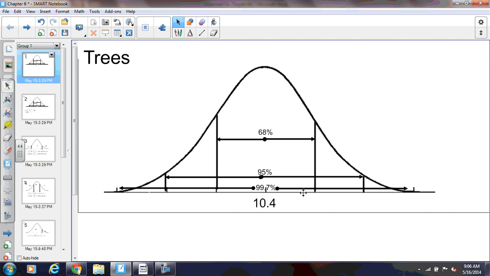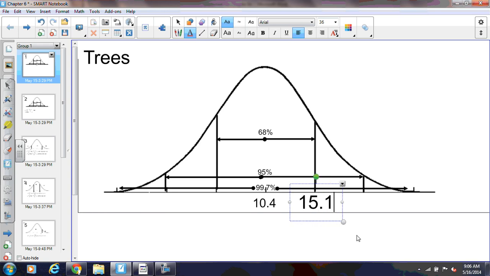We can easily find those values and create our distribution just by adding the standard deviation of 4.7 to the mean. So 10.4 plus 4.7 would be 15.1. That's going to be the upper bound of the 68%. Then down here we'd have 10.4 minus 4.7, which gives us 5.7. So 68% of the trees would have diameters between 5.7 and 15.1 inches.